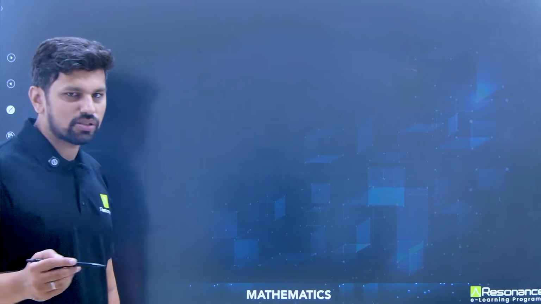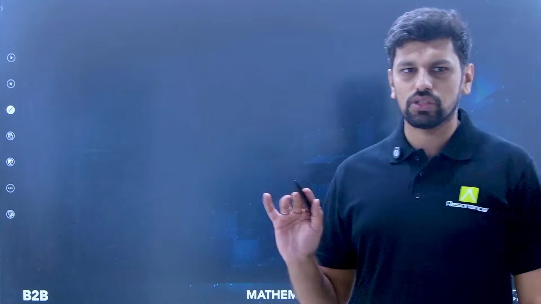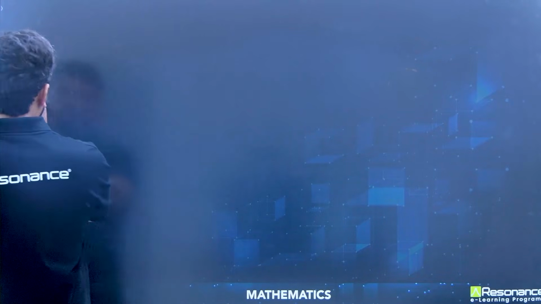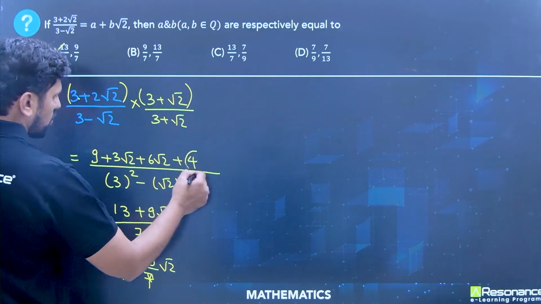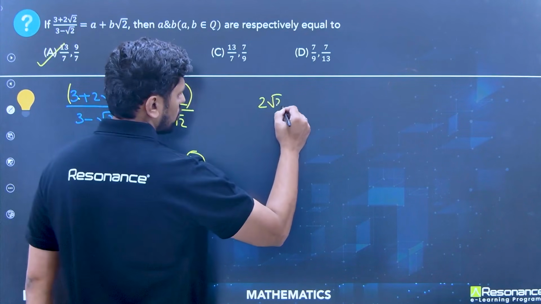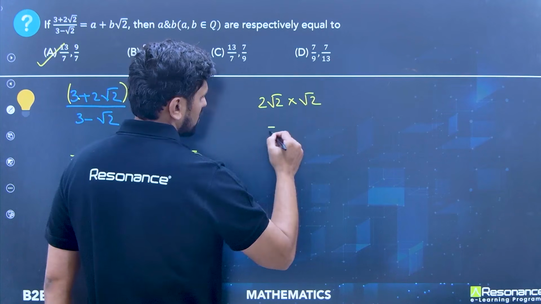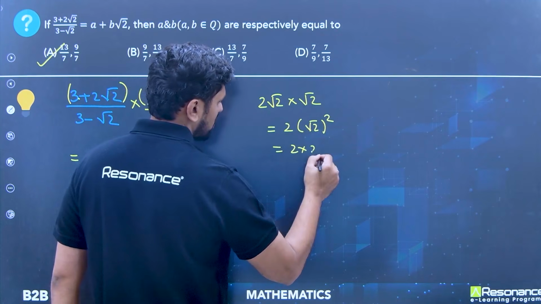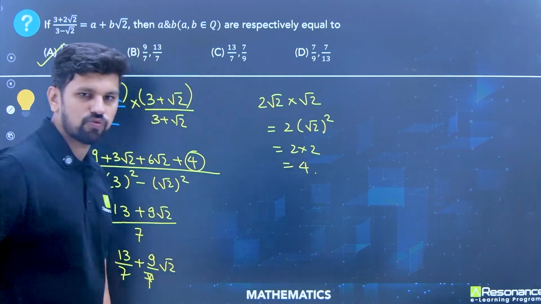So let's do some exponent property. We all know what are known as exponent. Here, see, 2 root 2 into root 2 will become 2 times root 2 square, and root 2 square is 2. So answer will be 4.